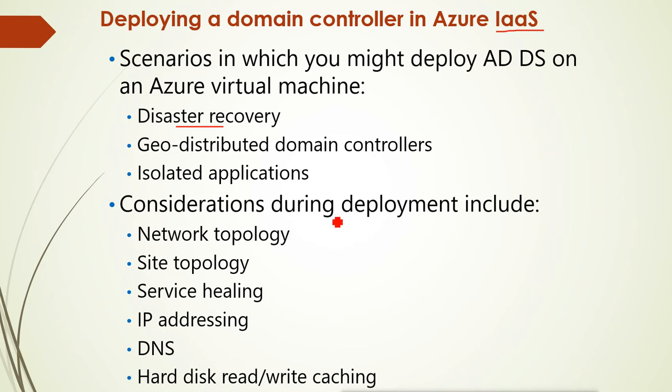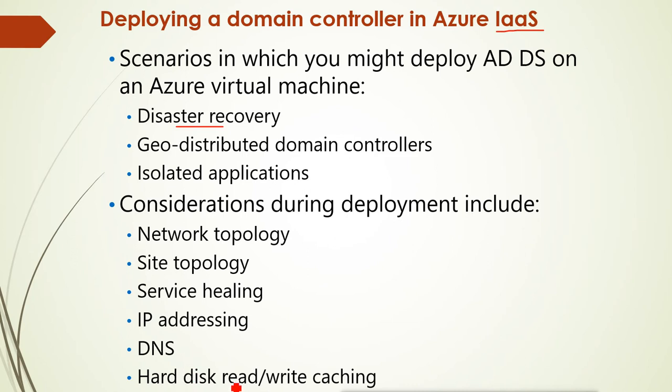Now, considerations during the deployment. When you are trying to deploy Active Directory Domain Services on an Azure virtual machine, you have to consider the network topologies, like what network topologies you want. Then the site topology, that means what different sites you have and how you are going to connect them using the network topology. And service healing, how the services are going to be healed if you lose them. IP addressing is also considered, and DNS is important for Active Directory Domain Services.